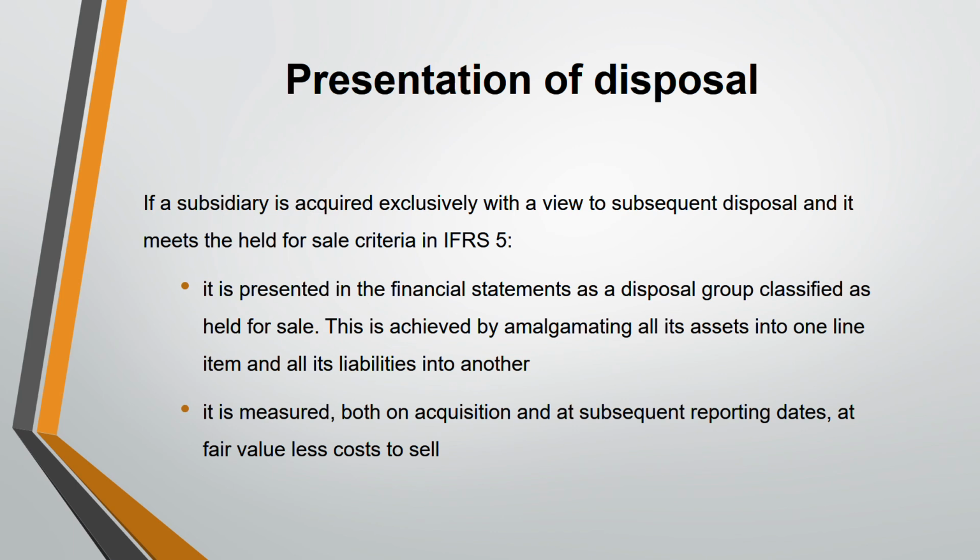It is measured both on acquisition and at a subsequent reporting date. So when you acquired this subsidiary for the first time, at that time also, and when you are now selling it, at that time also, fair value less cost to sell. Because what do we mean by subsequent disposal and held for sale criteria? Held for sale criteria can only apply when you are selling it within 12 months, less than a year. So at the acquisition date, and when you're selling, both dates, fair value less cost to sell, you are measuring this at the subsidiary. Okay, fair value less cost to sell, because under IFRS 5.